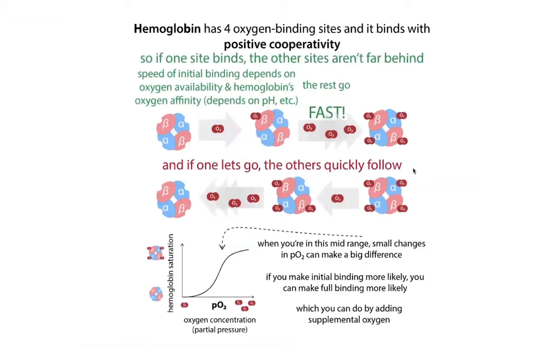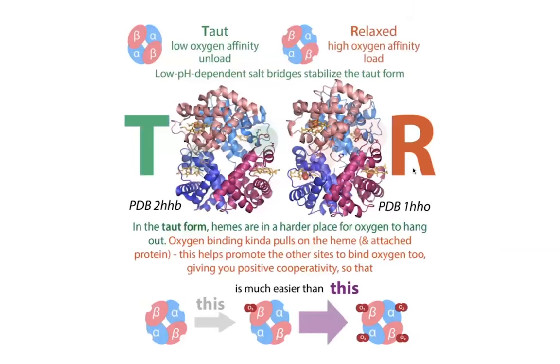In terms of number of sites, hemoglobin has 4 of these sites, and they bind cooperatively. So once that first oxygen binds, it makes it more likely for those other ones to bind. And then if one lets go, the others quickly follow. This means that when you're in that middle range, small changes in the oxygen concentration can have a big difference.